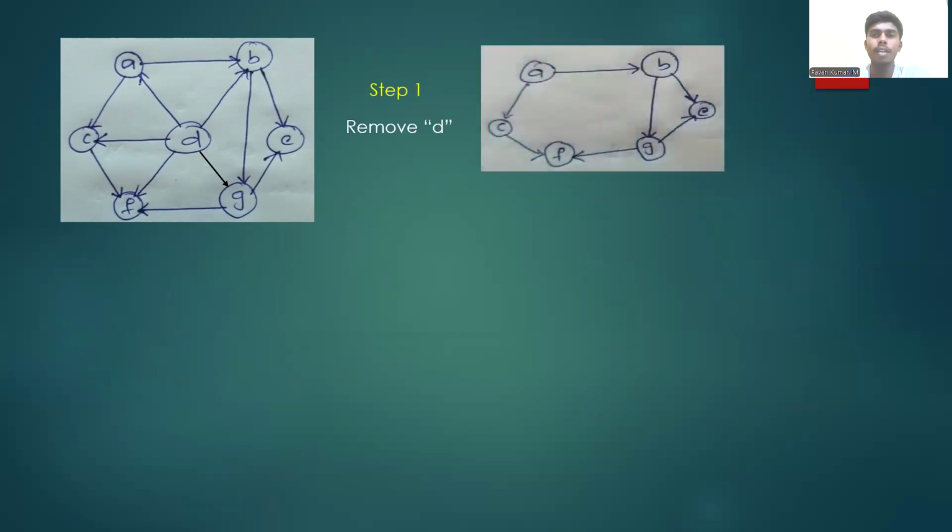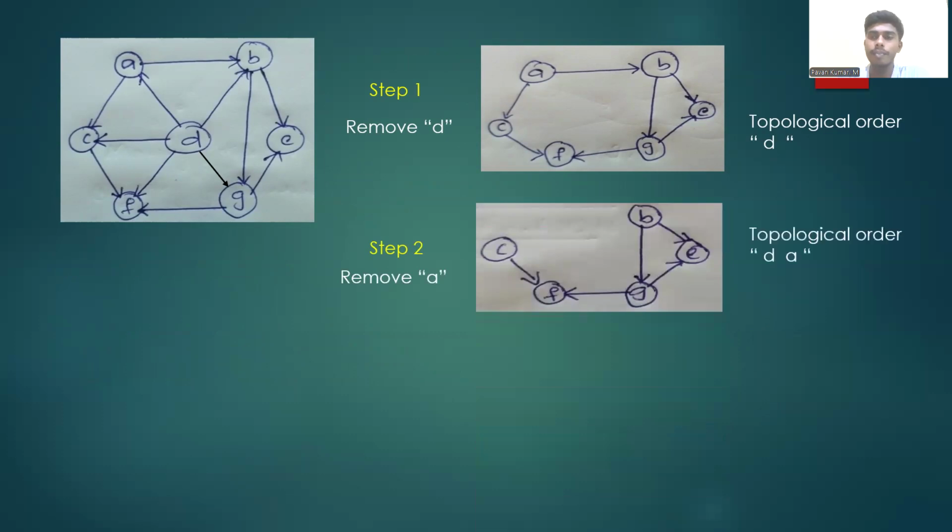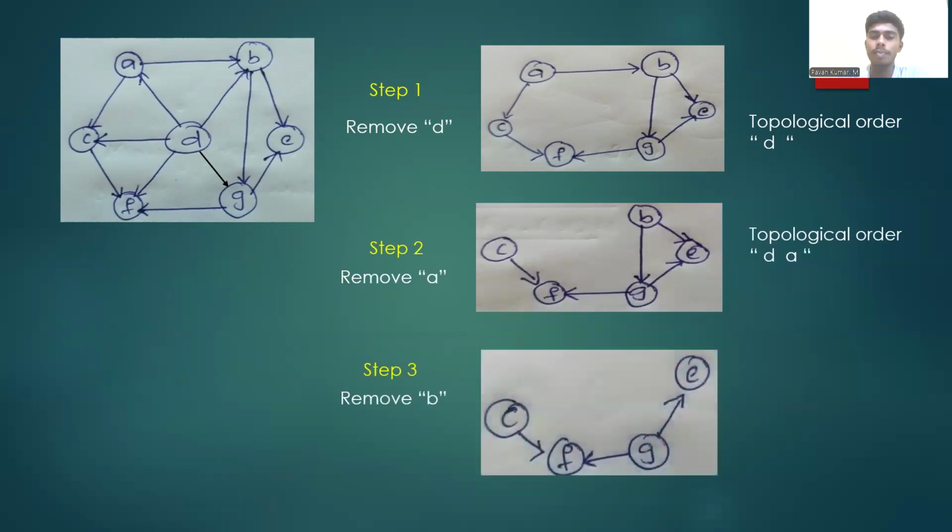Here is an example of the graph which we saw in the last step. Step 1, remove D. Topological order is D. Step 2, remove A from the graph. Topological order is D A. Step 3, remove B. Topological order is D A B.